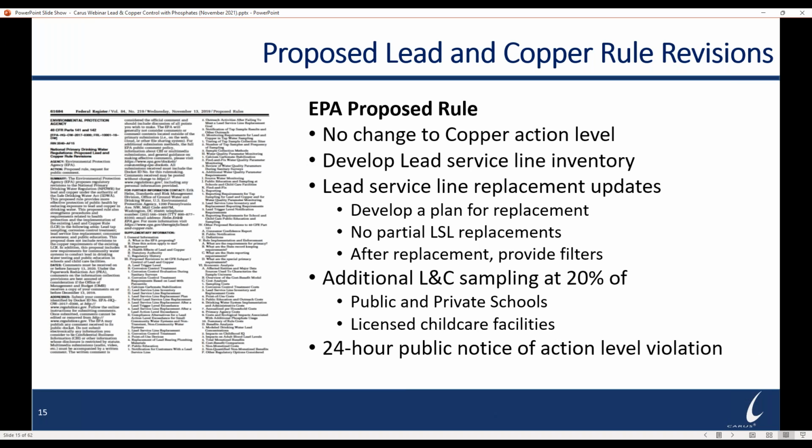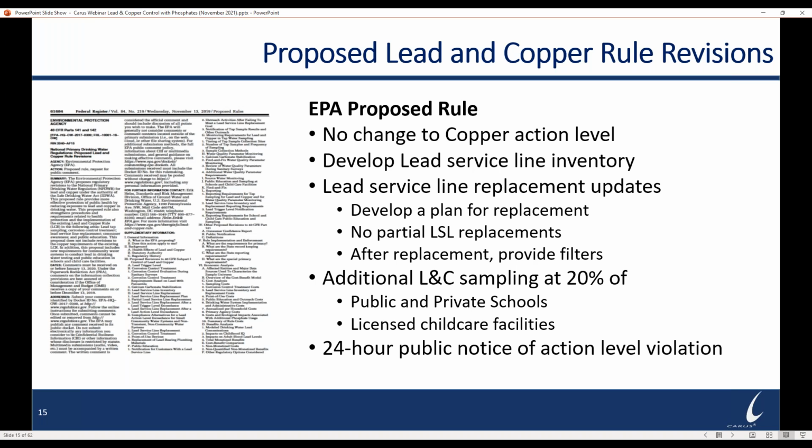Now, the proposed lead and copper rule that's out there in the Federal Register has a lot of changes to that 1991 rule. It doesn't go into compliance until 2024, so there's going to be 3 years for you to get into compliance. It does not change the copper action level, but it does now require that you develop a lead service line inventory. Some states are already ahead of the game and have had this requirement for several years, but you're going to have an inventory of how many lead service lines, how many unknowns, and what other types of materials you have out there in your distribution system. And this is for both the public and the private side, so you need to know both sides of the service line.